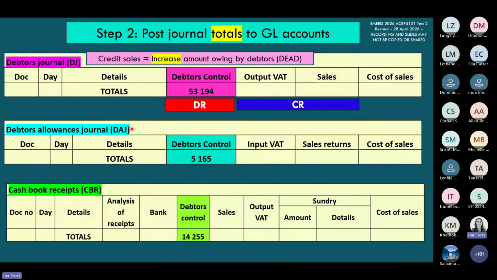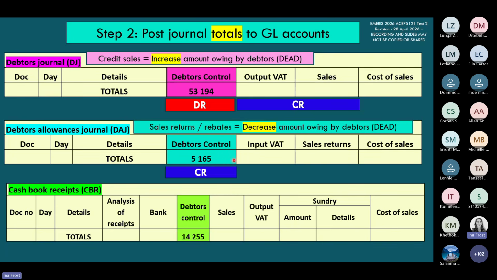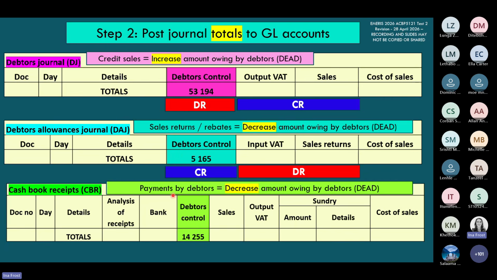Your debtors allowances journal, this is now for sales returns or rebates given to debtors. It's going to decrease the amount owing by your debtor. So we are going to credit the debtors control account with 5165. And then in cash book receipts, this will be payments made by debtors. And once again, it's going to decrease the amount owing by the debtor. And so we are going to credit that in the debtors control account.